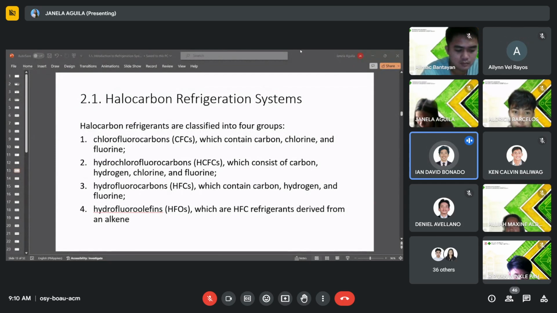Halocarbon refrigerants are classified into 4 groups. Number 1, chlorofluorocarbons, CFCs, which contain carbon, chlorine, and fluorine. Number 2, hydrochlorofluorocarbons, which consist of carbon, hydrogen, chlorine, and fluorine. Hydrofluorocarbons, HFCs, which contain carbon, hydrogen, and fluorine. Hydrofluoroolefins, which are HFC refrigerants derived from an alkene.